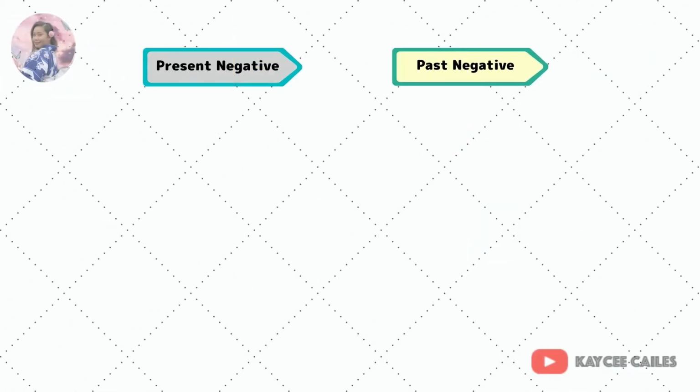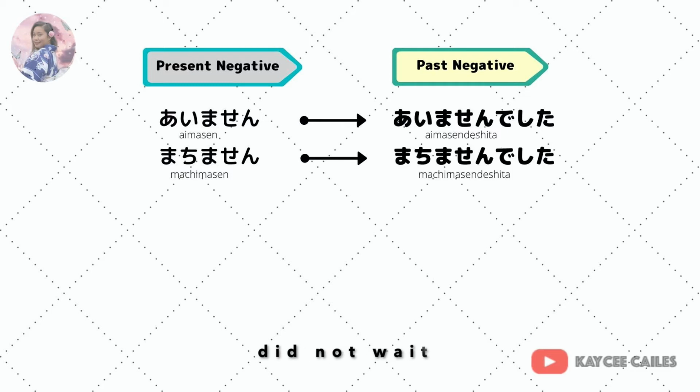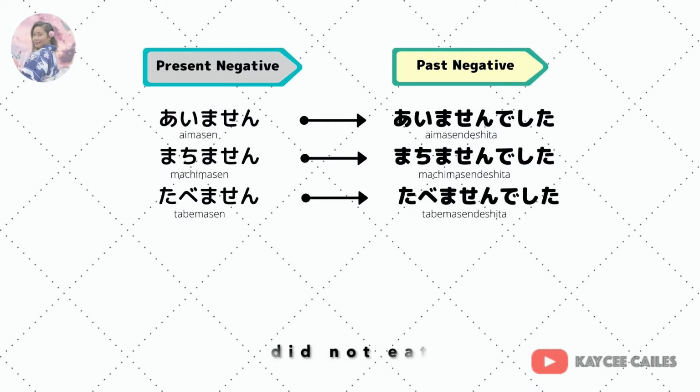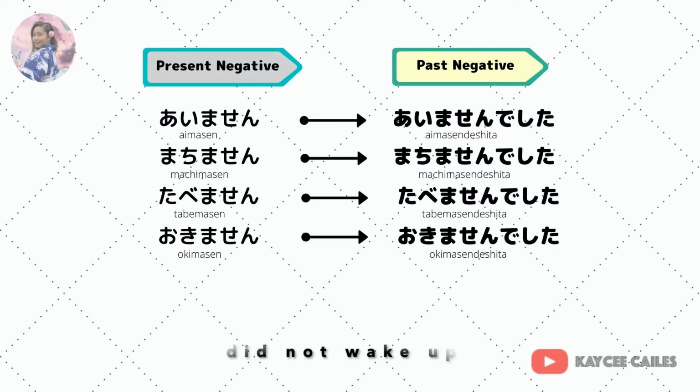And now, let us compare the verbs on its present negative versus the past negative form. Aimasen will become aimasen deshita. Machimasen will be machimasen deshita. Again, these are u verbs. Tabemasen will then be tabemasen deshita. Okimasen will become okimasen deshita.